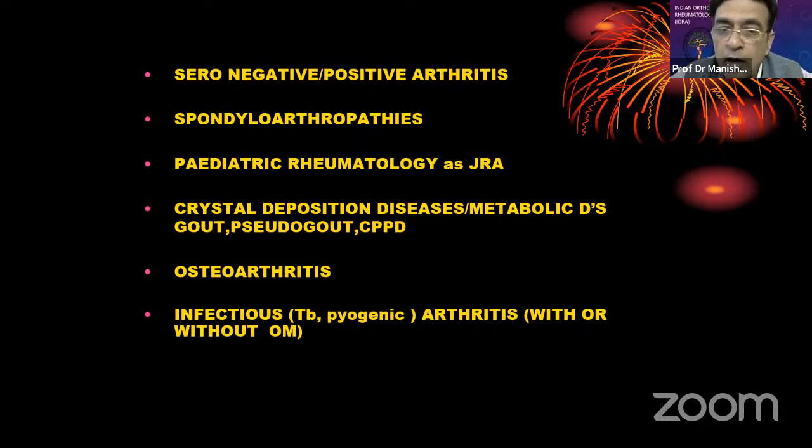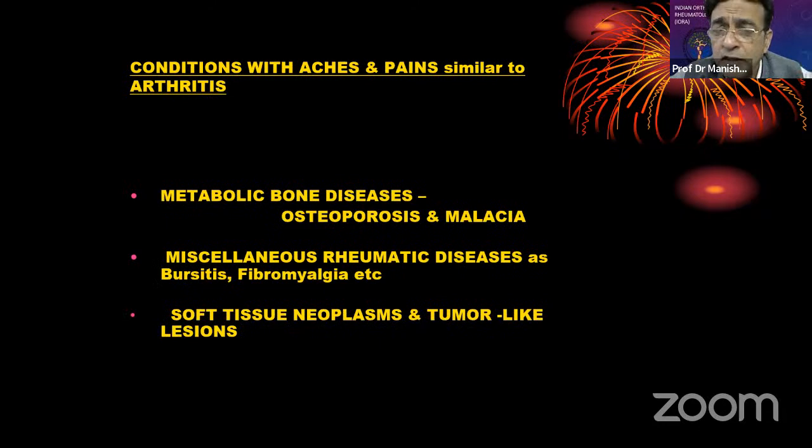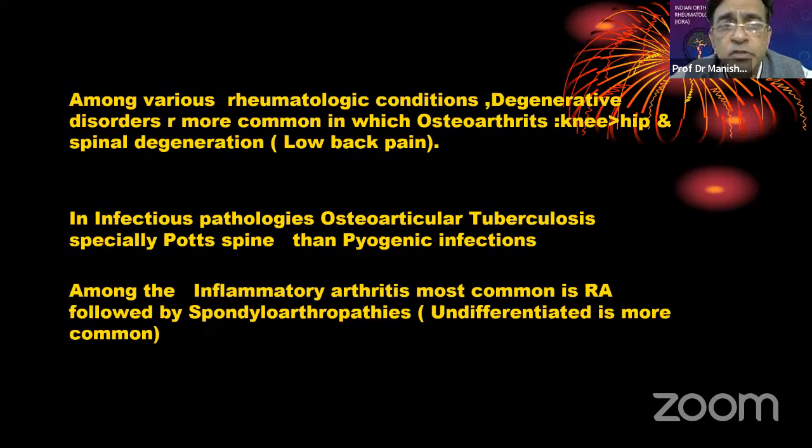Osteoarthritis, which we know, and infectious arthritis with or without osteomyelitis, conditions where the aches and pains are similar to arthritis. I'm just going to focus on those conditions. Here are the metabolic bone disorders, in which osteoporosis and osteomalacia are there. Miscellaneous rheumatic diseases such as bursitis, fibromyalgia, soft tissue neoplasms, and tumor-like lesions, which again enter into the joint and periarticular area. They are again troublesome in the initial condition. Of course, when they are full-fledged, everybody can diagnose them.